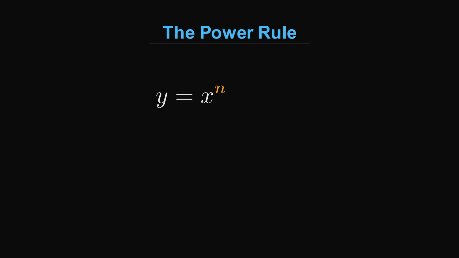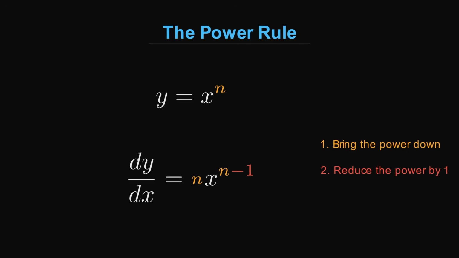Because we can say that if y is equal to x to the power of n, then dy by dx is equal to nx to the power of n minus 1. Okay, so all we do here is we bring the power down, we reduce the power by 1. That's it. Okay, that's the most important rule in all of differentiation. Notice that this works for any rational powers, okay? Integers, fractions, negatives, all of them.